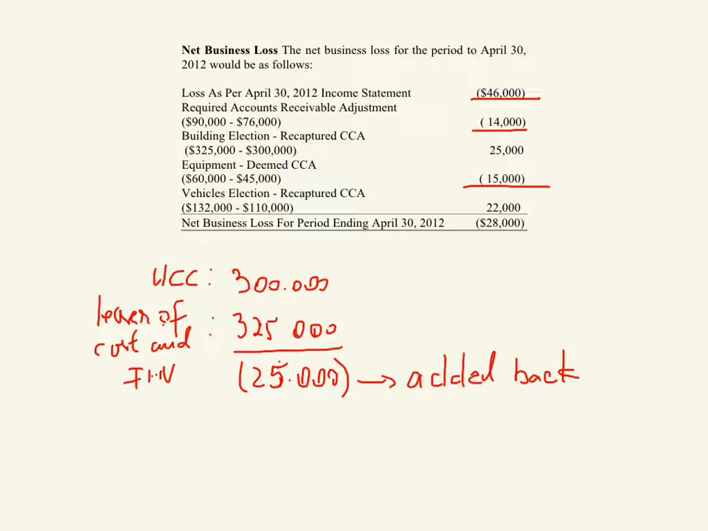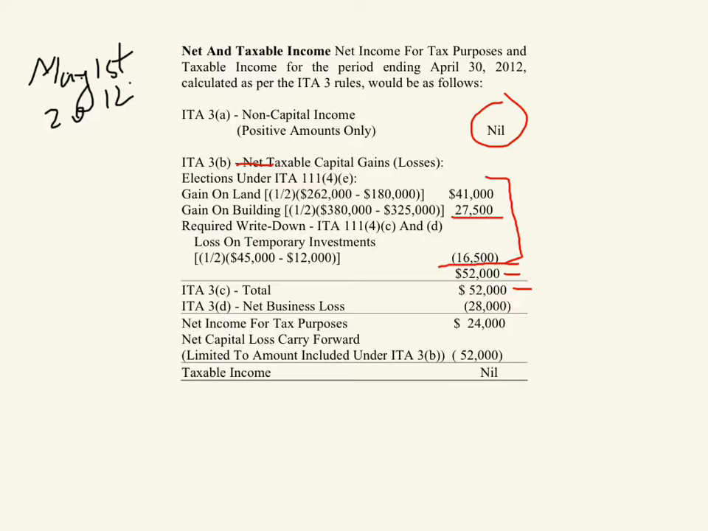If we take the business loss at the beginning that was provided in the question and add up all those adjustments, we end up with a business loss of 28,000 for the period ending April 30th, back in my Division B calculation. So under D, I have 28,000, and then the breakdown I just went through, which gives me a net income for tax purposes of 24,000. If you subtract 28,000 from 52,000, it gives you 24,000.